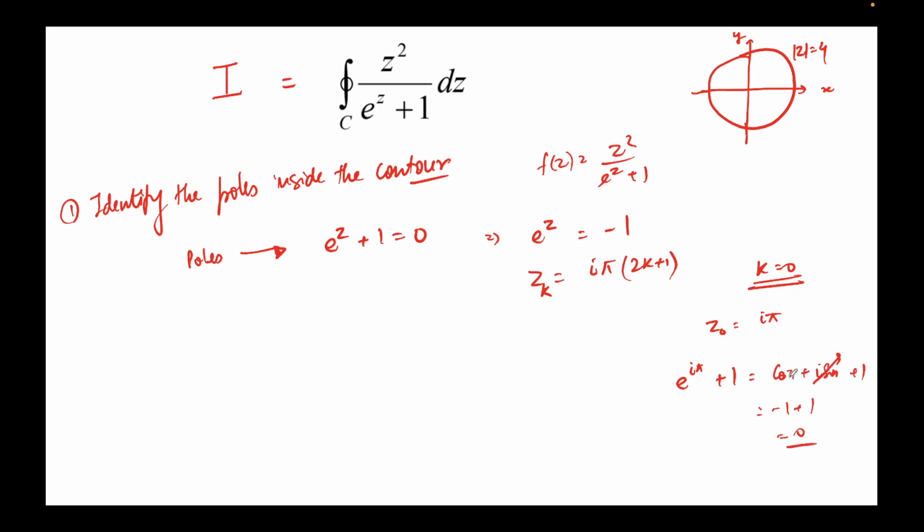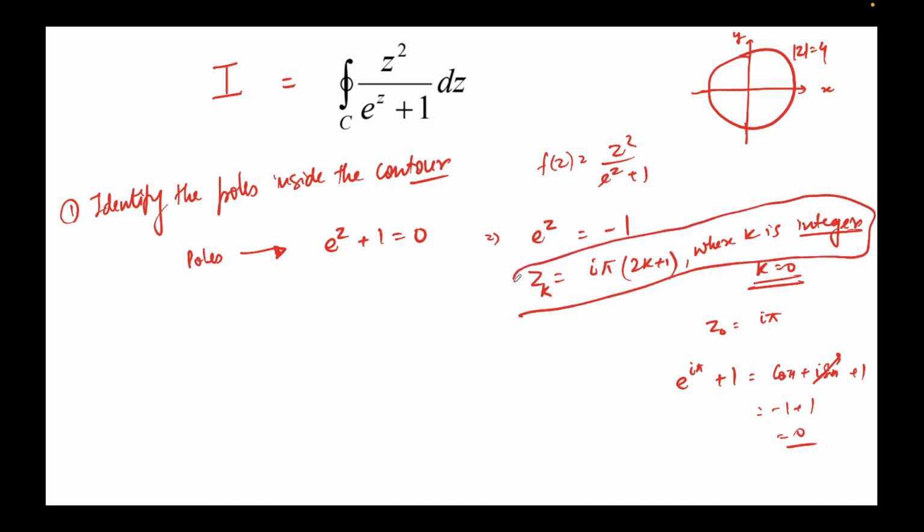So you can clearly see that when the multiple of pi is odd, cos pi will turn minus 1, and then minus 1 and plus 1 will give 0. That's why I wrote k is an integer. So only odd multiples of pi, so i pi, 3i pi, 5i pi, and similarly on the negative side, minus i pi, minus 3i pi, minus 5i pi, only those will be the poles. So I identified the poles.